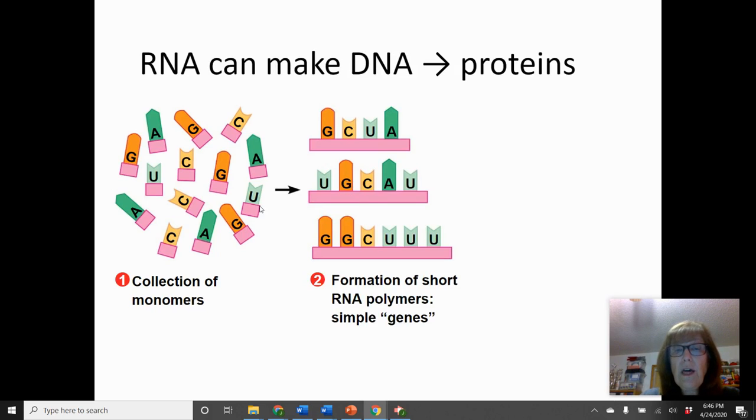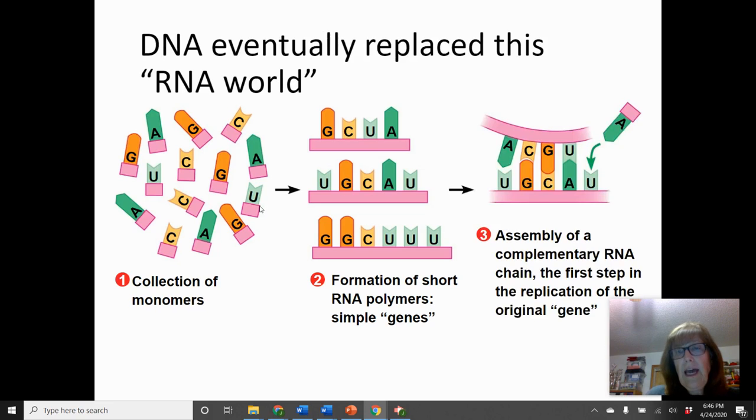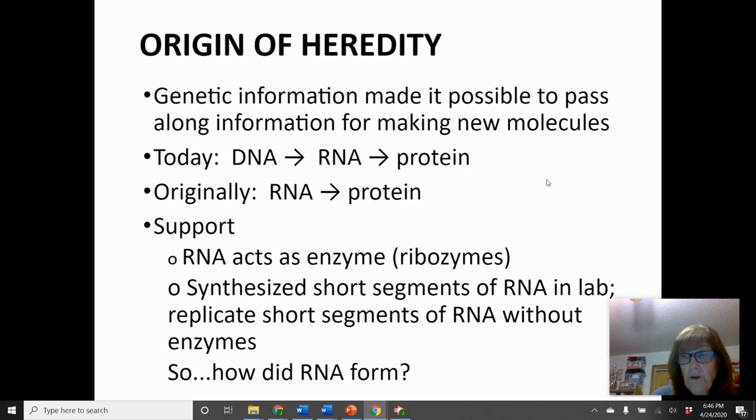And those short little segments of RNA that make up these little polymers can act like simple genes. And those genes can then be assembled together, and then they can be replicated. And so what we're doing is making copies of those RNA strands and the earliest first genes. And what were those genes coding for? Those genes were coding for proteins, RNA to proteins.